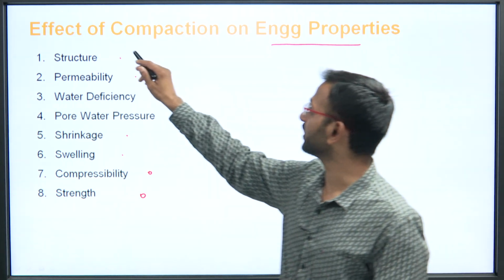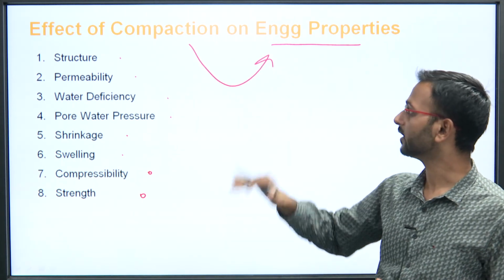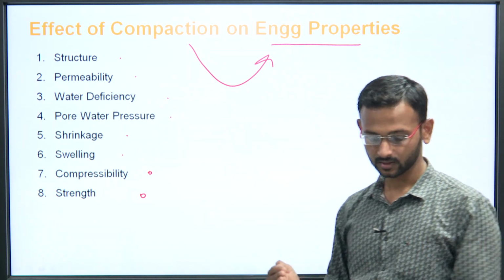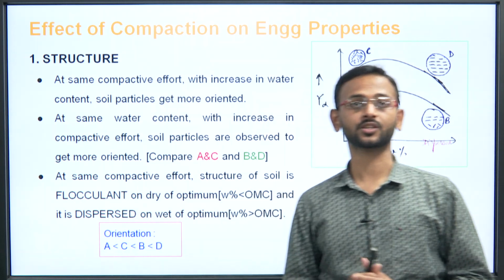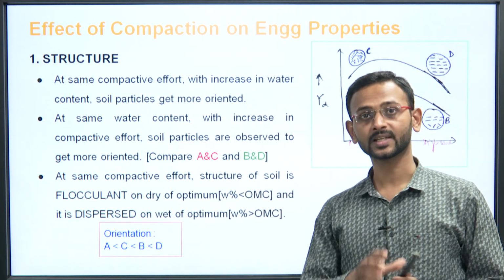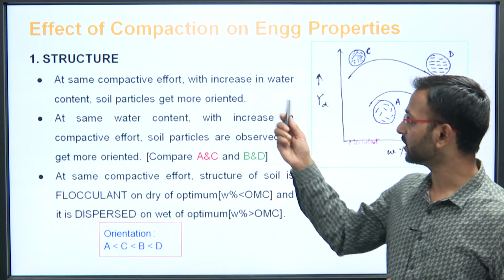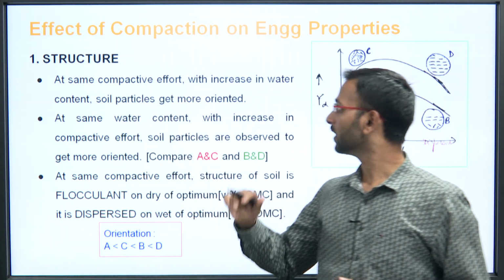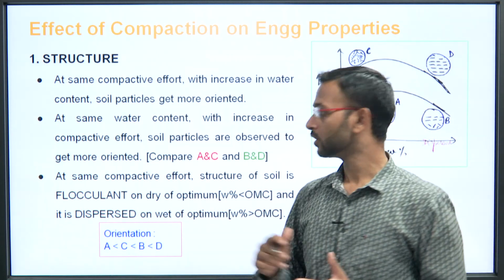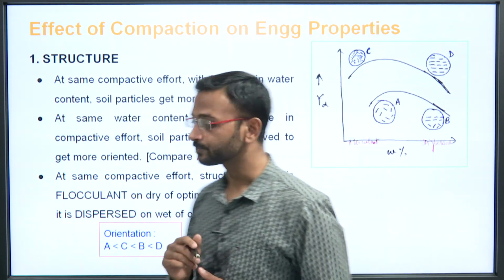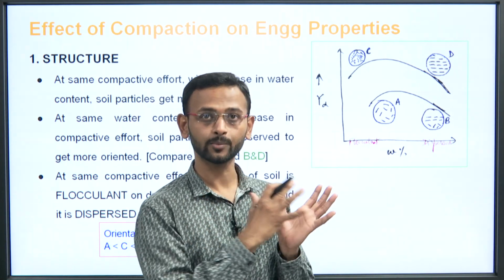Now if compaction is done, what will be its effect on the engineering properties, that we will be studying in this topic. Now see the very first thing, the structure. We have already studied the structure when we talked about clay mineralogy and soil structure. So see here, at the same compactive effort, with increase in water content, soil particles get more oriented. See in this figure here.